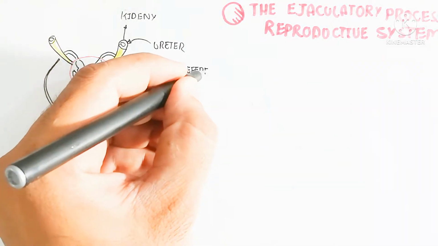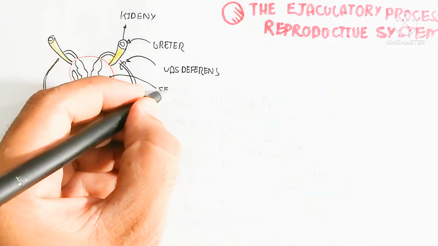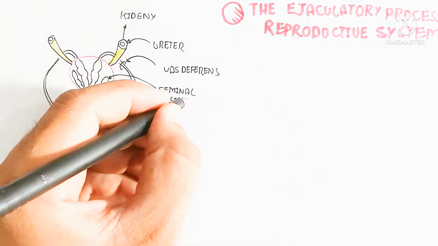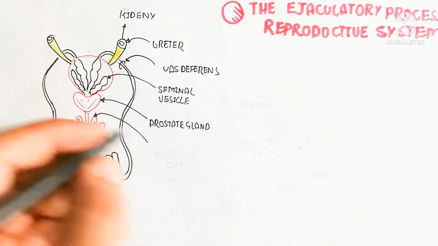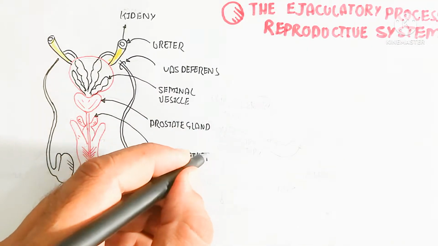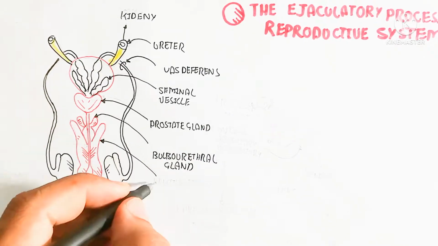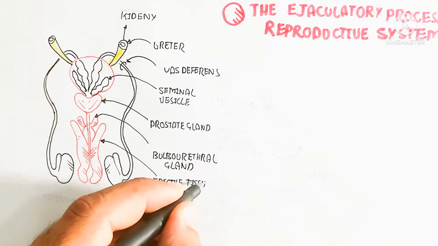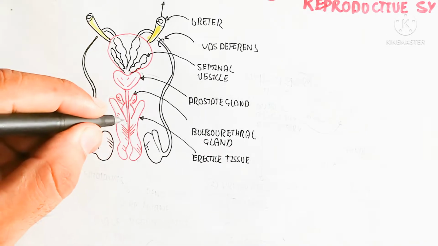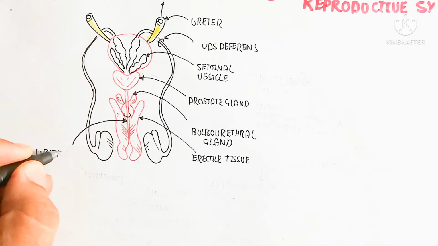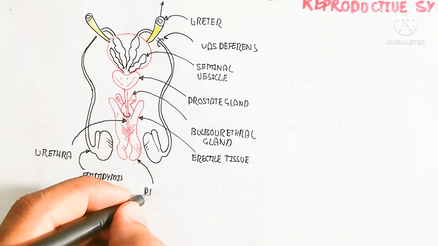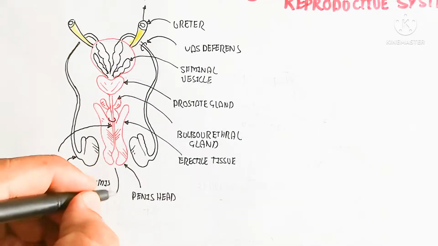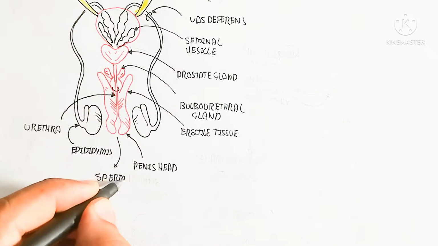The ureter goes into the kidney, and this is the bladder, and behind the bladder are the seminal vesicle and the vas deferens. In this way, the vas deferens comes from the testis, and this testis contains the seminiferous tubule and the epididymis. And this is the erectile tissue, and the bulbourethral gland is present here. And this is the urethra, used for ejaculation as well as urination.